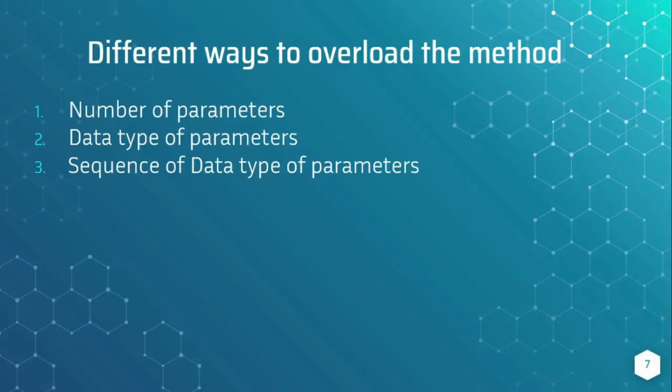Different ways to overload the method. First, we have the number of parameters. Second, we have the data type of parameters. And the third is the sequence of data types of parameters.